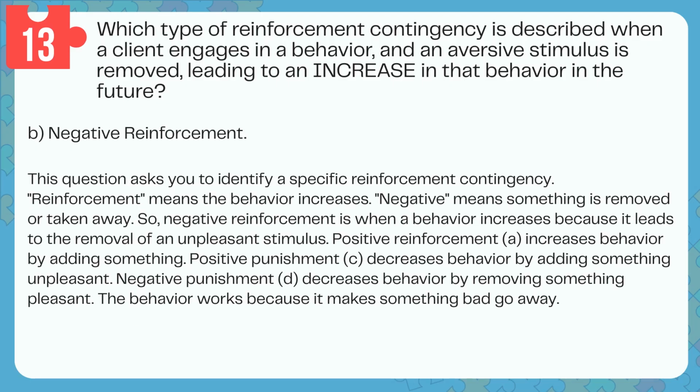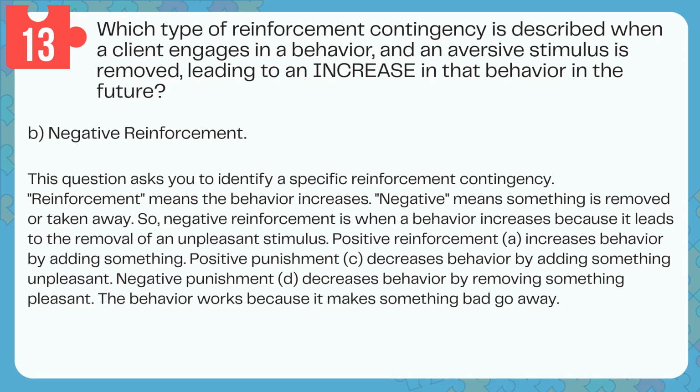Answer. B. Negative reinforcement. Explanation. This question asks you to identify a specific reinforcement contingency. Reinforcement means the behavior increases. Negative means something is removed or taken away. So, negative reinforcement is when a behavior increases because it leads to the removal of an unpleasant stimulus.